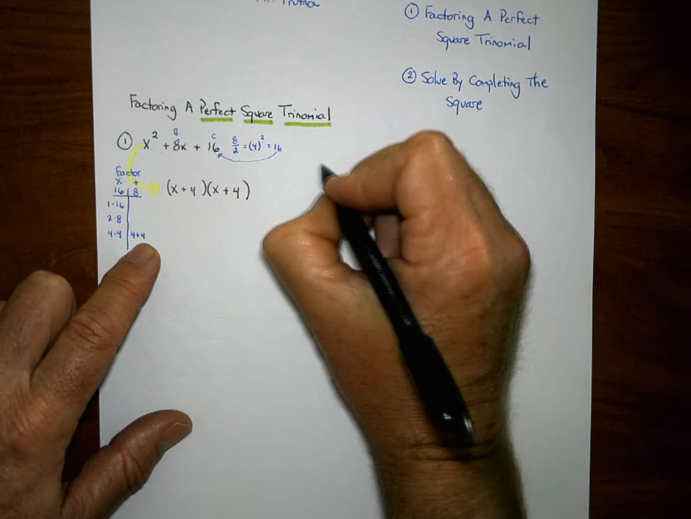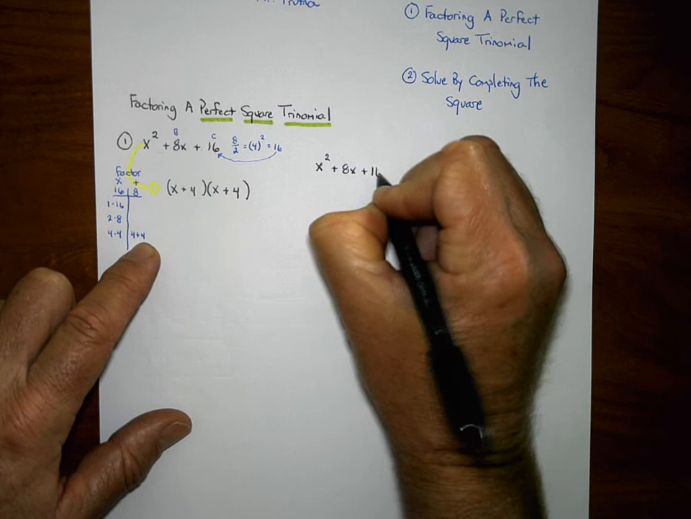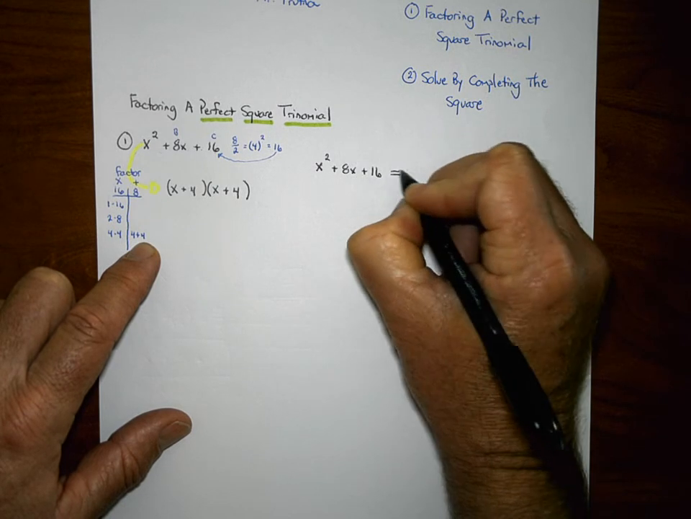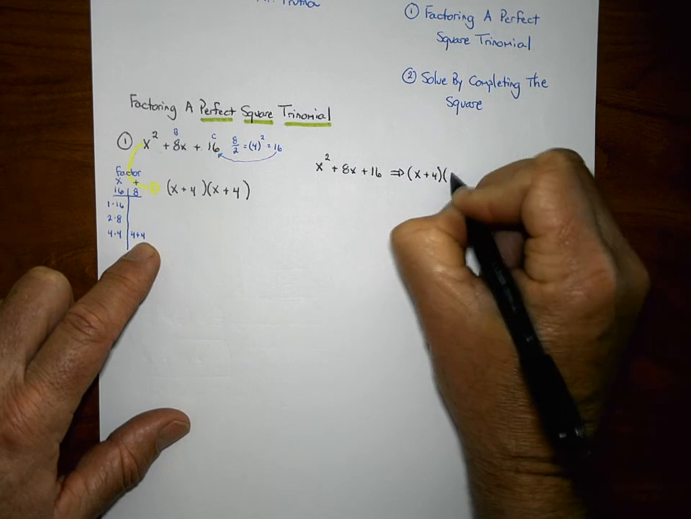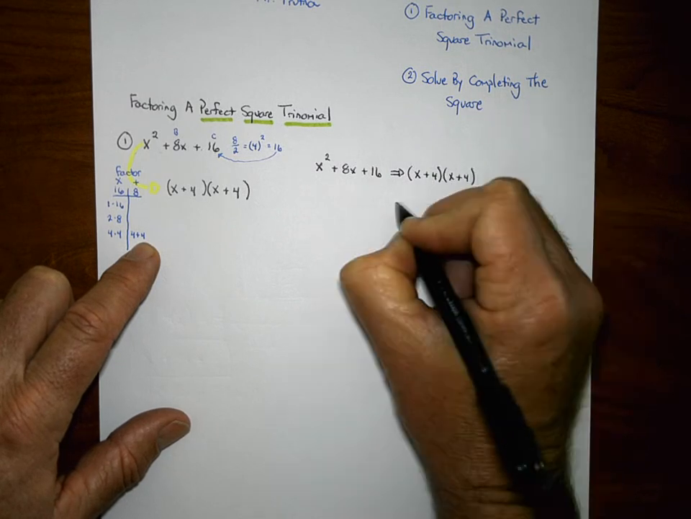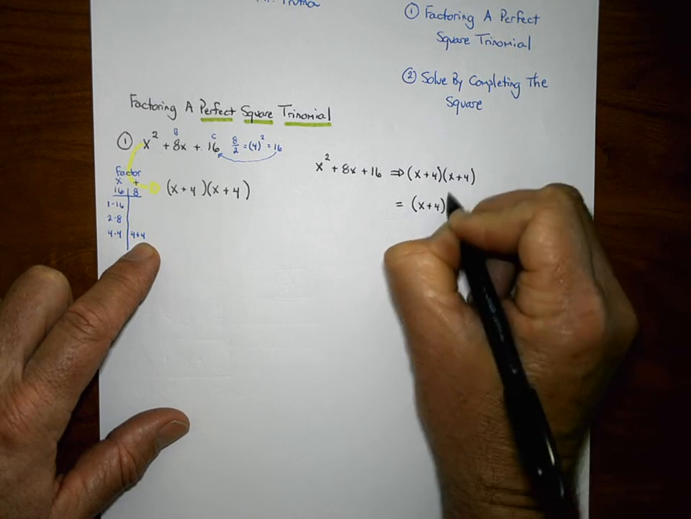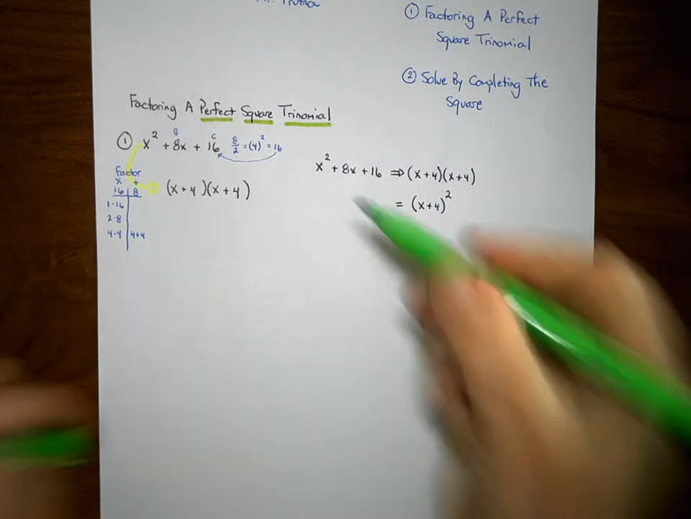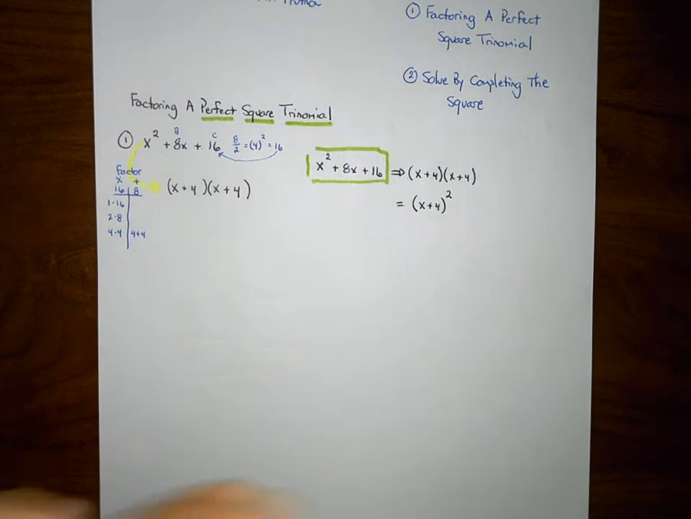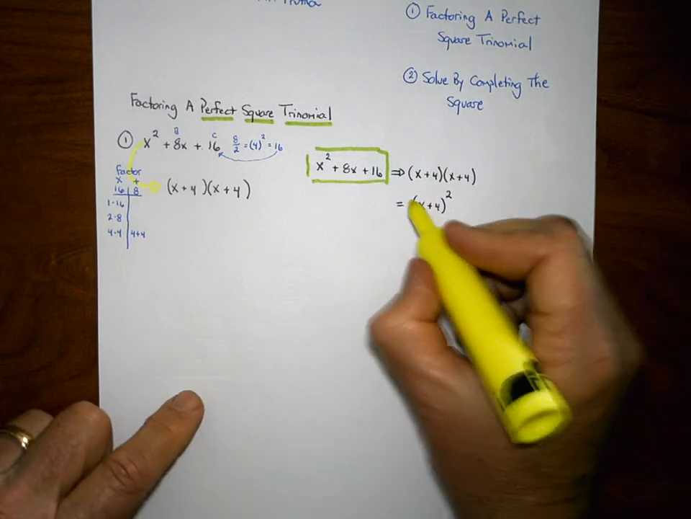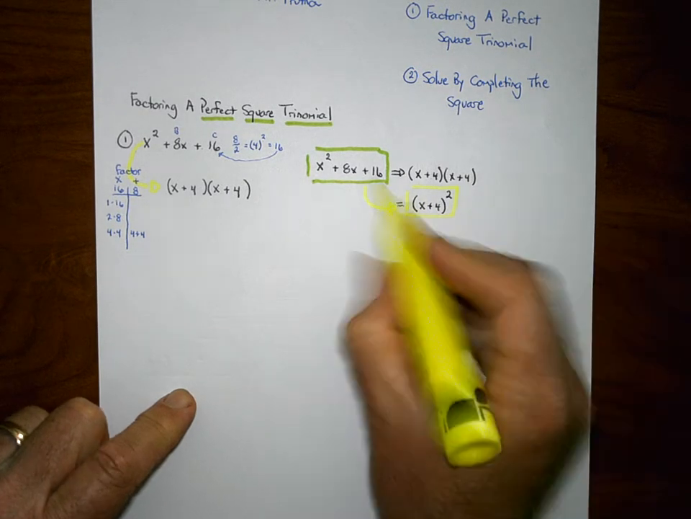Okay, so what have we just said? We have just said that x squared plus 8x plus 16, which is a perfect square trinomial, when we factor it, becomes x plus 4 times x plus 4, but you don't want to leave the answer like that. That means we have 2 sets of x plus 4s, so we're going to rewrite it as x plus 4 to the second power. So we started with this trinomial, x squared plus 8x plus 16, and when we factored it, we get x plus 4 quantity squared. That would be the process of factoring that trinomial.